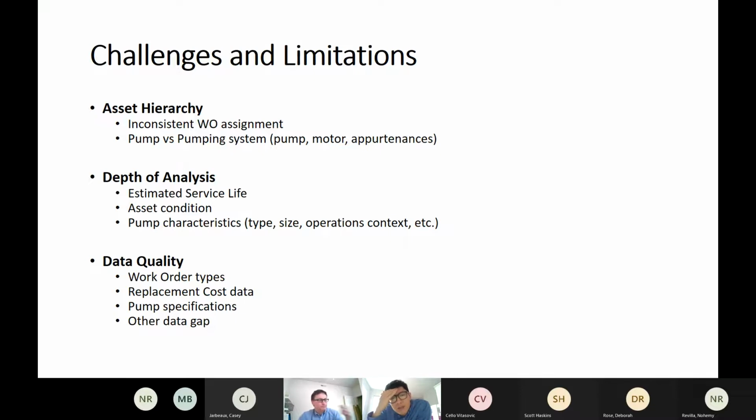And the depth of analysis, right? I didn't look at the estimated service life of each pump and the remaining service life based on the current asset condition.